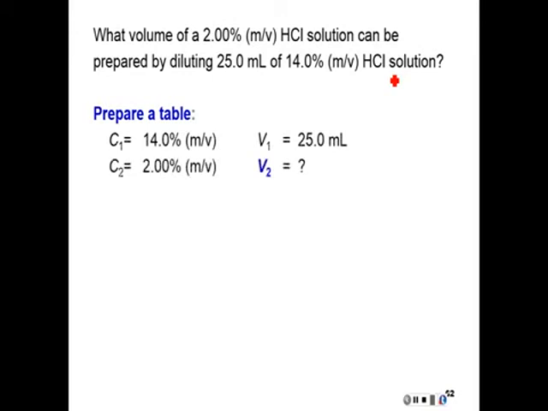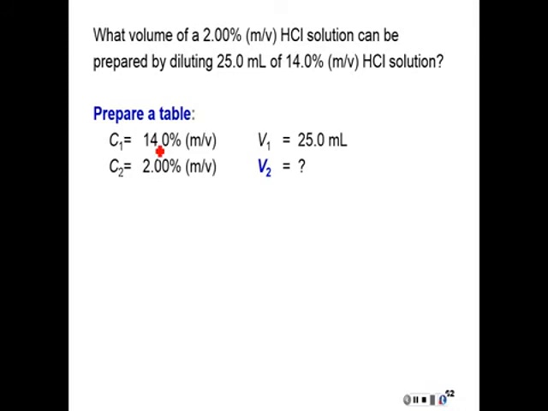So here's an example. What volume of a 2% mass/volume HCl solution can be prepared by diluting 25 mL of 14.0% mass/volume HCl solution? So I want to copy out the data first and label that. Let's get a better look at it. We're starting with a very concentrated solution, 25 mL of it. We want to add water until the concentration drops down to 2%. So let's look at the difference in the numbers here. 14 to 2. That means the concentration is going to go down 7 times. 14 divided by 2 is 7.